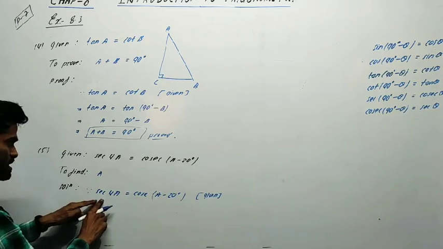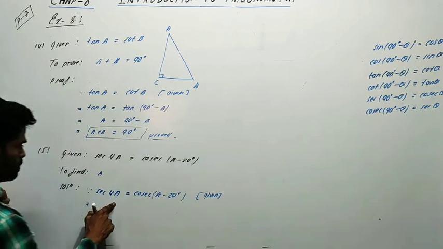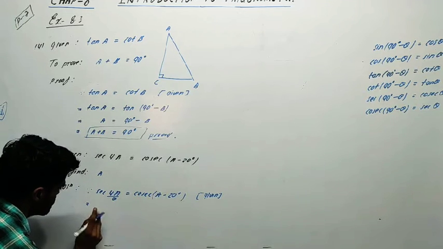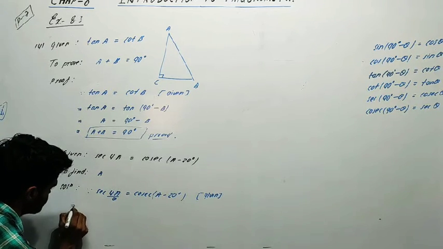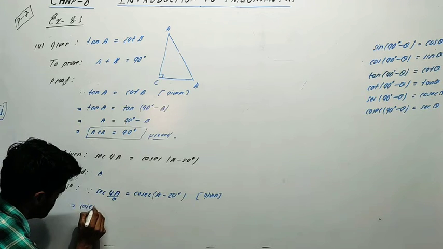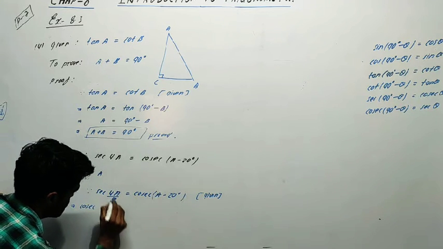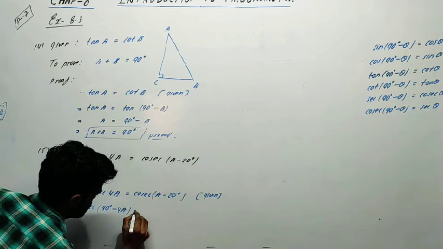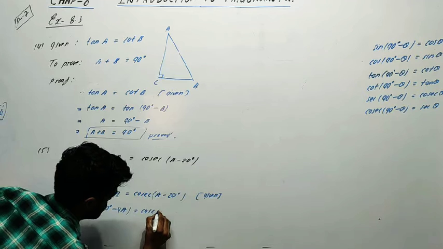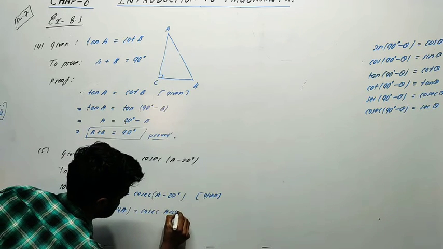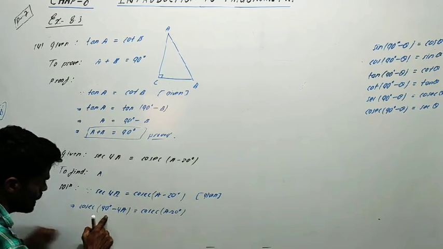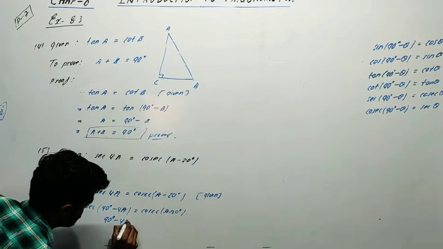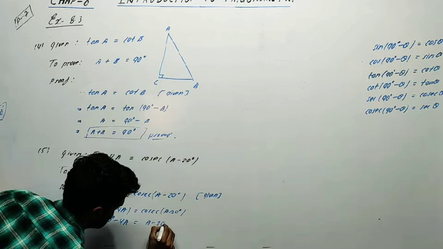Now we convert sec in the form of cosec, or cosec in the form of sec. So sec theta, where theta is 4A, can be expressed as cosec (90 degrees minus theta), which is equal to cosec (A minus 20 degrees). Now relate the angle values: 90 degrees minus 4A is equal to A minus 20 degrees.